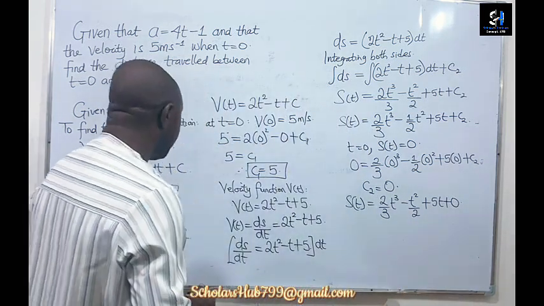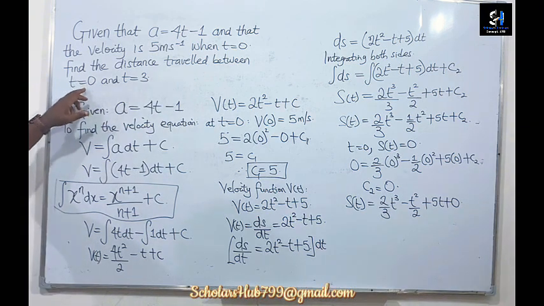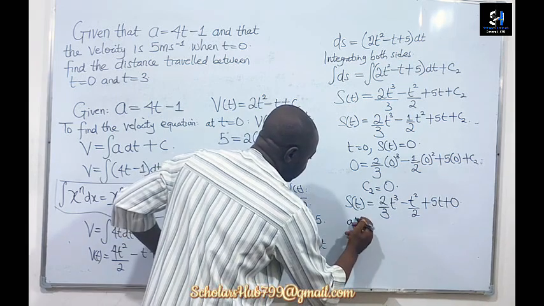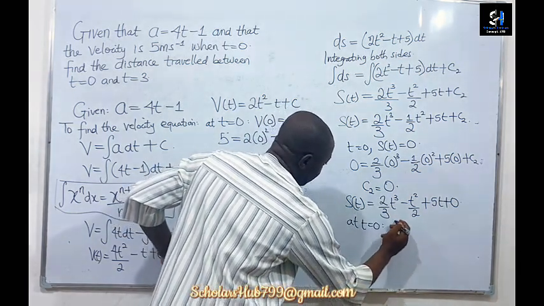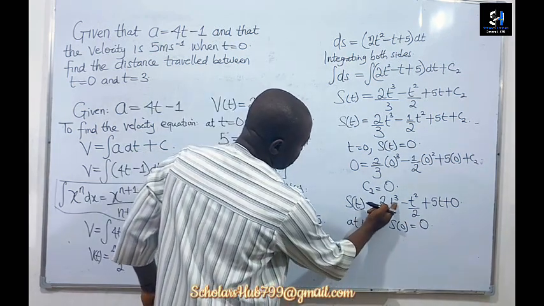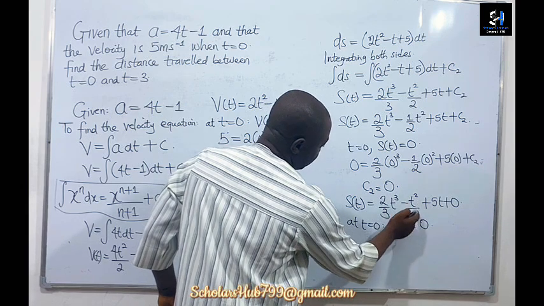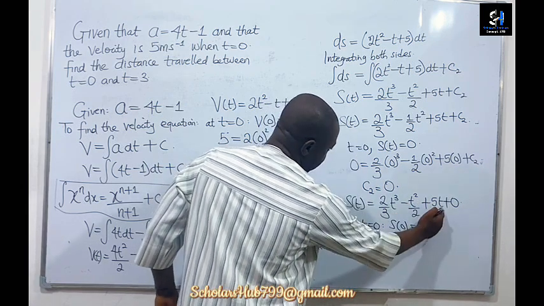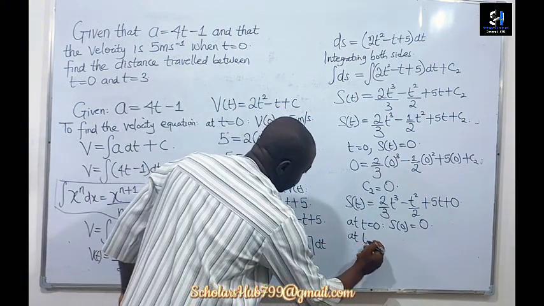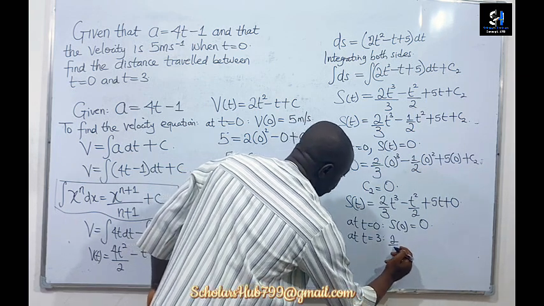Okay, so now our task is to find the distance traveled between t equals 0 and t equals 3. So at t equals 0, s of 0 will be 0. That is, when t is 0, 0 times 2 over 3 will be 0. 0 divided by 2 will be 0. And 0 times 5 is also 0.